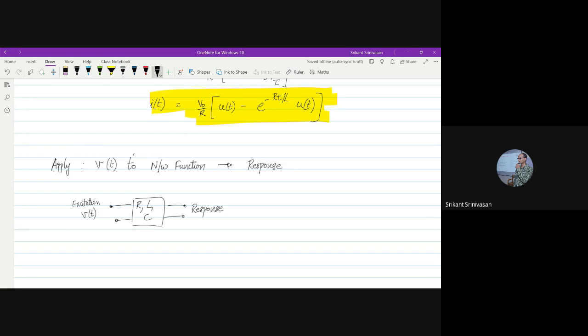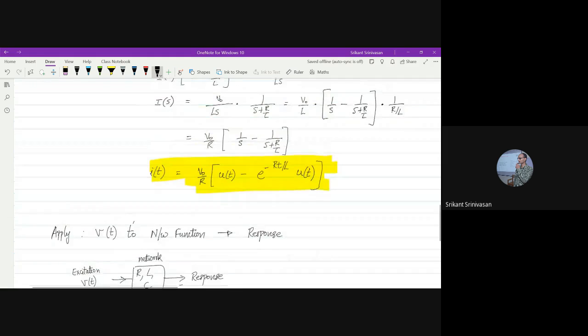Let me not use these double lines. They indicate something in network theory called two-port networks, so let's not use that and just use a single line. I have some excitation applied to my network, and I'm getting some response out of it.